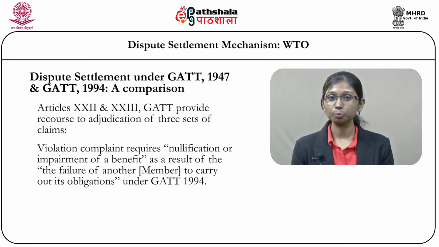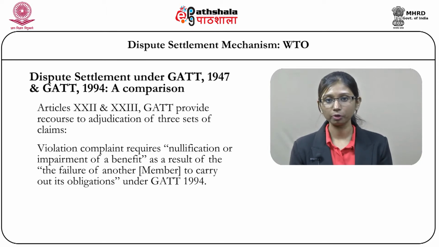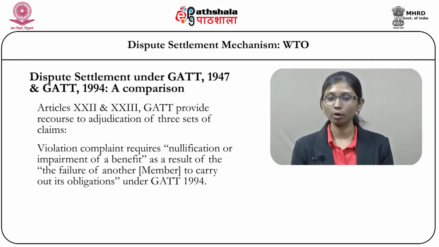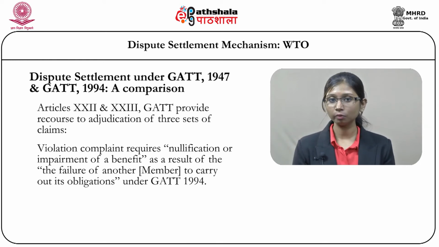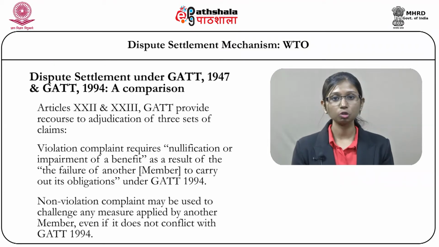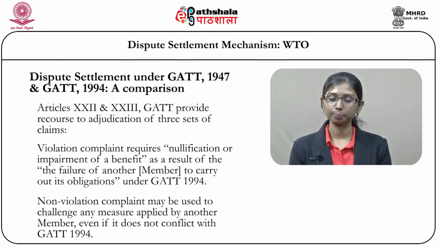A violation complaint is premised on the fact that certain benefits which were conferred upon the members have been nullified or impaired by the conduct of other members through a direct violation of the terms of the GATT agreement, which is a literal violation of any of the core obligations of the GATT. Similarly, there also lies a window for non-violation complaints, where members can challenge measures that do not violate the text of the GATT articles, but in some manner cause nullification and injury to other members.